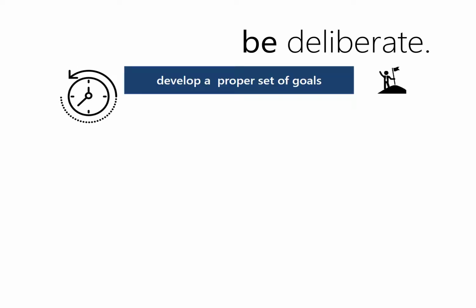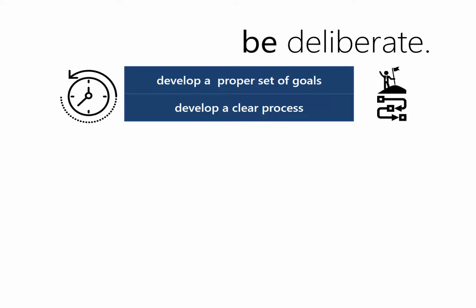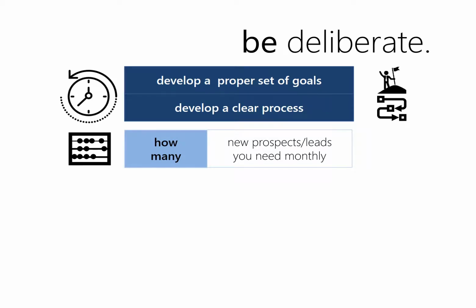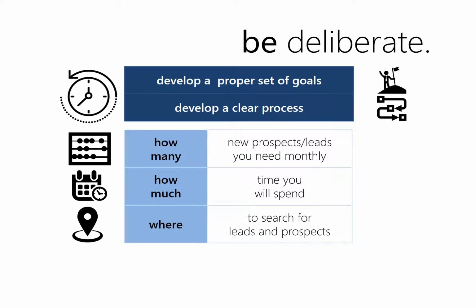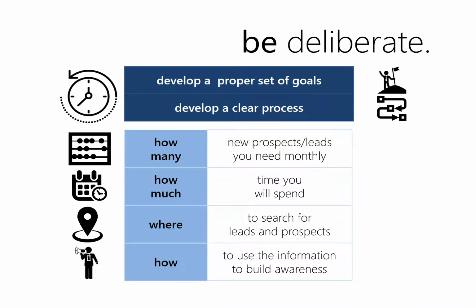The second tip is that you must be deliberate about prospecting and lead generation. This means that even before starting the process, you should have a proper set of goals and a clear process as to how you're going to go about it. Define how many new prospects or leads you want or need to generate monthly, and what time you will spend in prospecting and lead generation. Where exactly you're going to search for those leads and prospects, and when you get the contact information, how you're going to deal with it to ensure that you use it effectively in targeting your initiatives to build awareness of your products and services in the right places with the right customers.